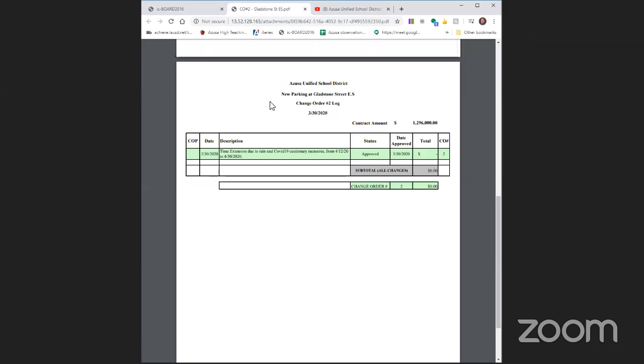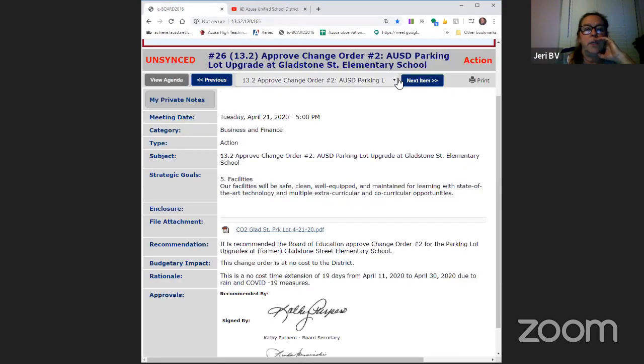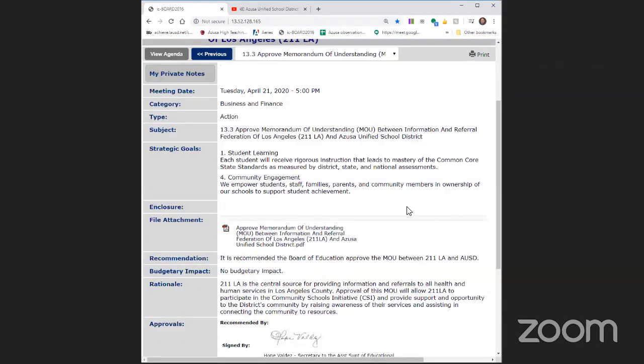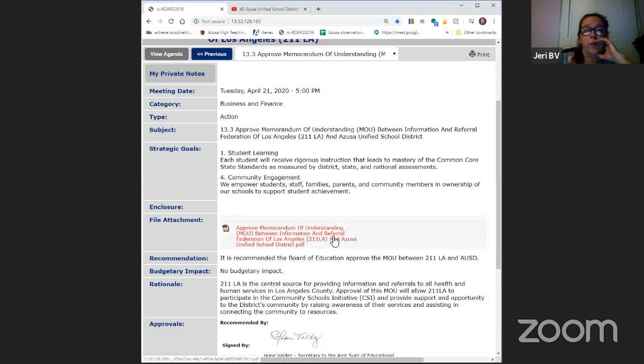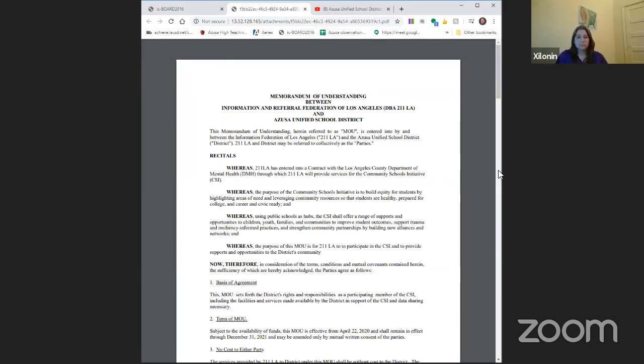And 13.3, approval of memorandum of understanding MOU between Information and Referral Federation of Los Angeles 211 LA and Azusa Unified School District. I motion to approve. Second. Motion by Board Member Arianas, seconded by Board Member Greer. Questions, comments? Can you please explain this? And Arturo, would you give a little background on this and what all it does for us?